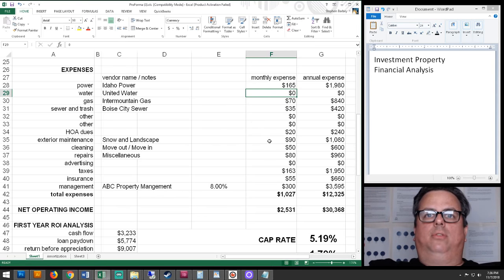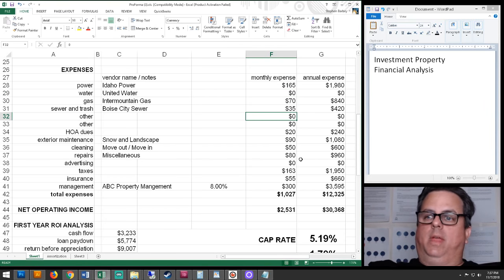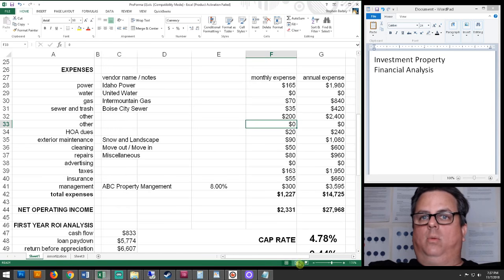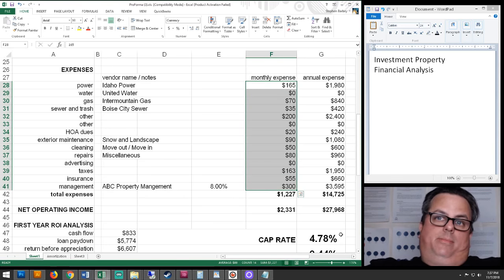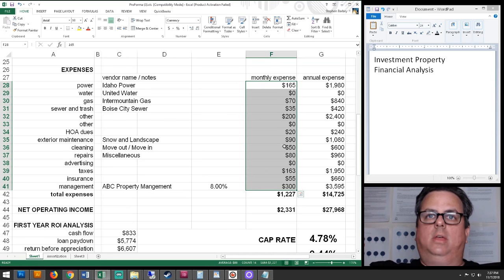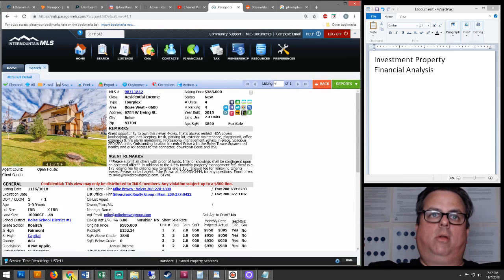So if there are other fees that are expensive in there, whatever it might be, we'll put something here in the other column. $200 for whatever, and we're down to a 4.78 cap. So clearly you can see that these expenses play a very major role in the cap rate that's shown here. And therefore, not having this data prevents us from doing a complete financial analysis. That is the challenge in our market.